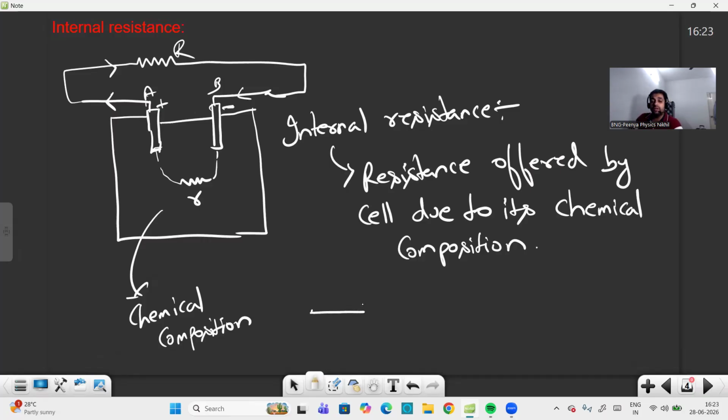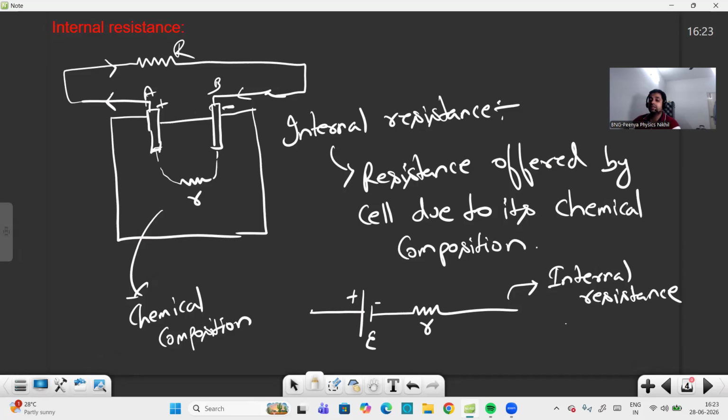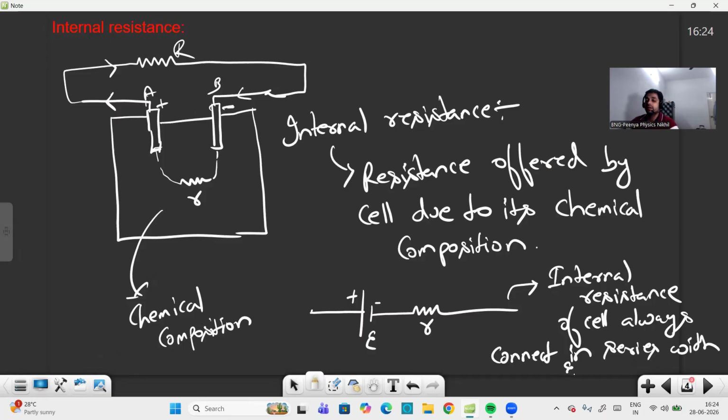So here how do we denote it? We will write like this. We will denote this as an EMF of a cell with the polarity minus and plus, and its internal resistance we connect in series. So we can say that the internal resistance of a cell is always connected in series with the EMF of a cell.